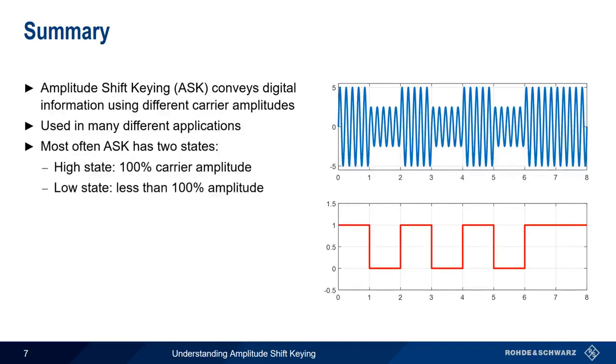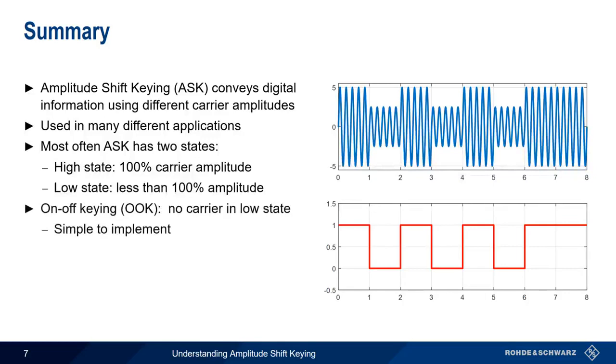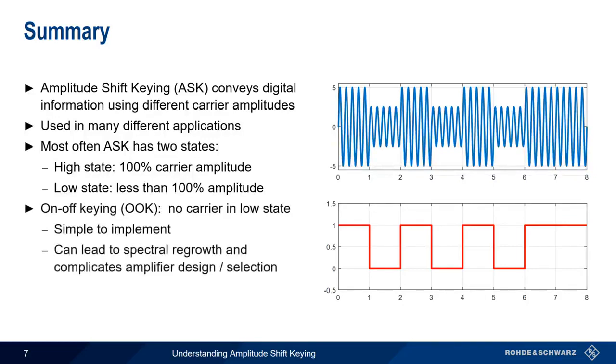This lower state may be only slightly lower than full amplitude, or it may involve turning the carrier off completely, something called on-off keying. On-off keying is popular because it's very simple and inexpensive, but it can also lead to wider signal bandwidth or spectral regrowth, and complicates the selection and design of amplifiers.